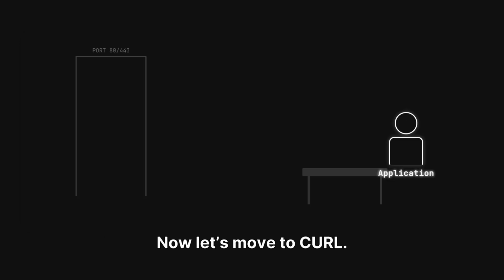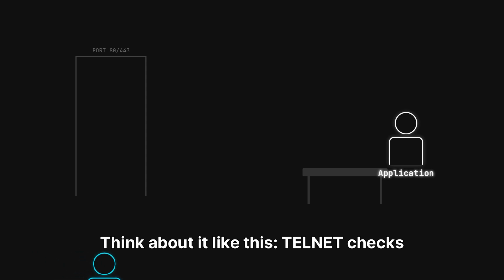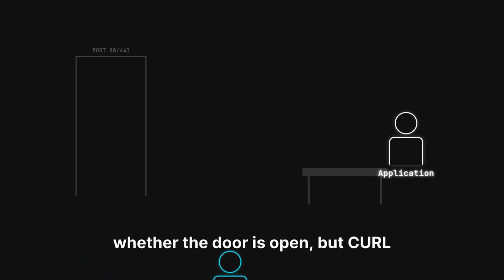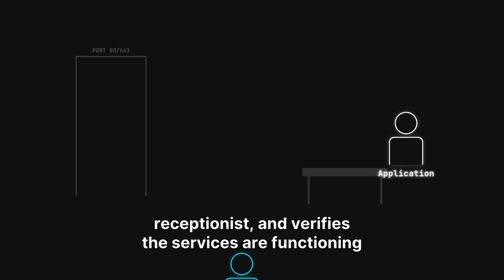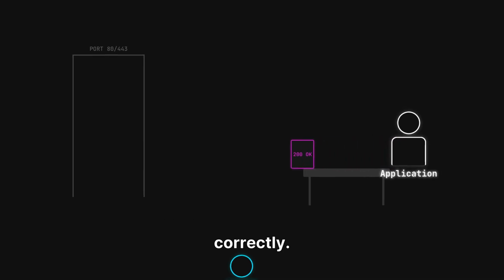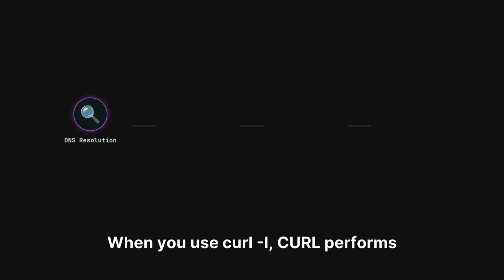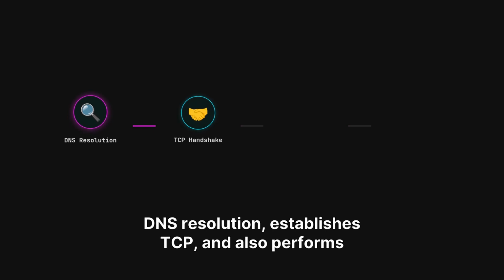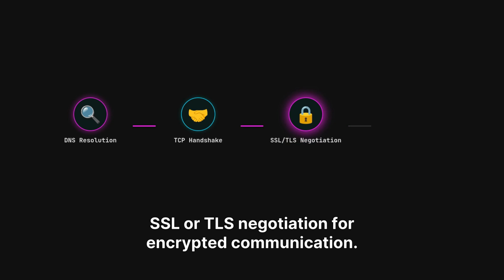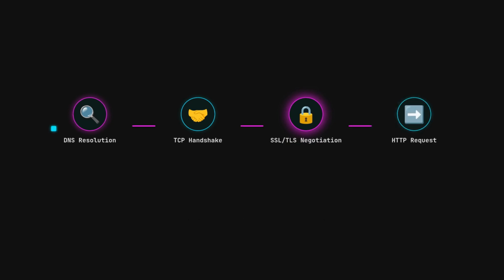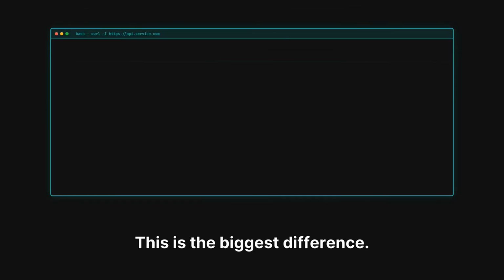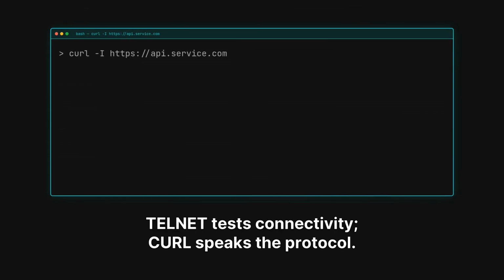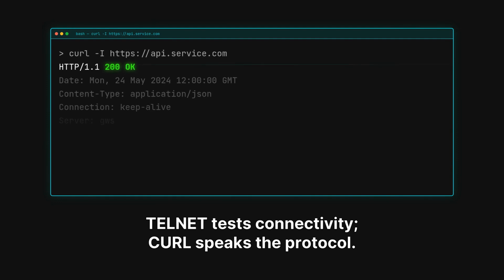Now let's move to curl. Think about it like this. Telnet checks whether the door is open, but curl actually enters the building, speaks to the receptionist, and verifies the services are functioning correctly. When you use curl, it performs DNS resolution, establishes TCP, and also performs SSL or TLS negotiation for encrypted communication. Finally, it sends an actual HTTP request. This is the biggest difference. Telnet tests connectivity. Curl speaks the protocol.